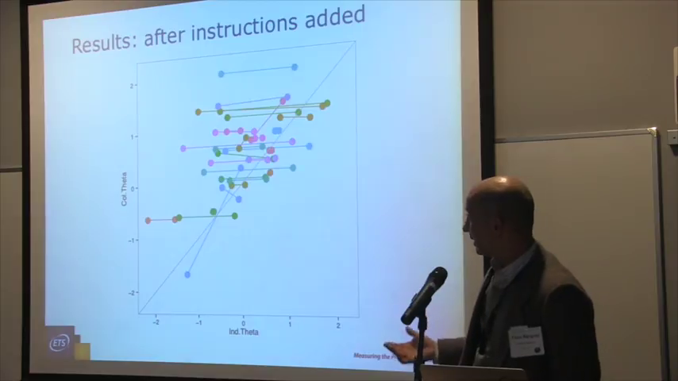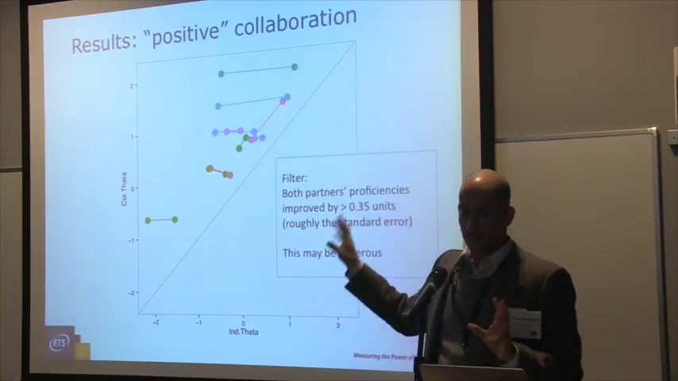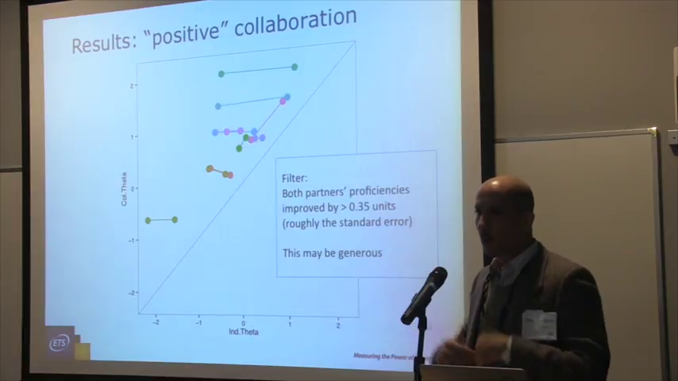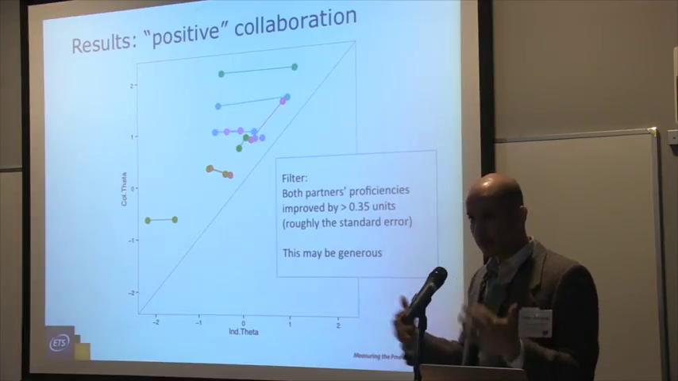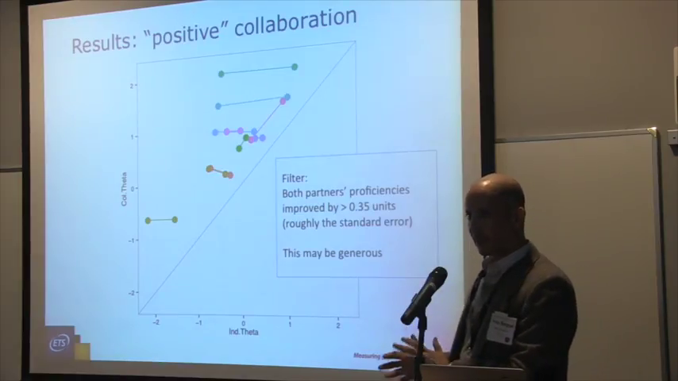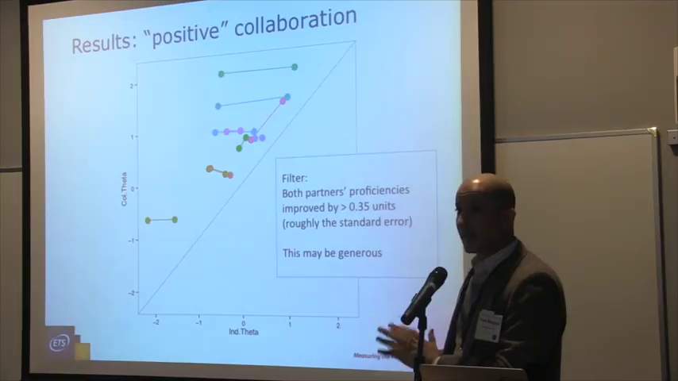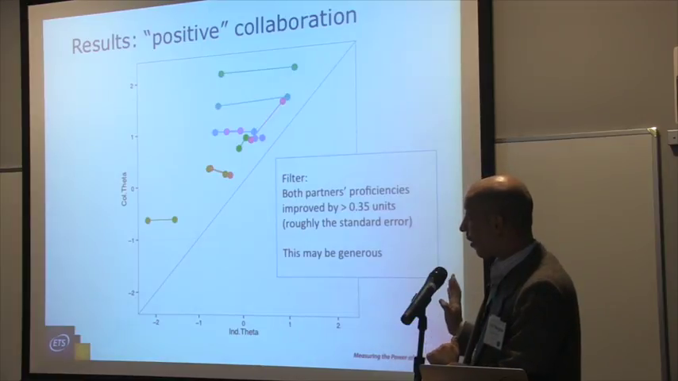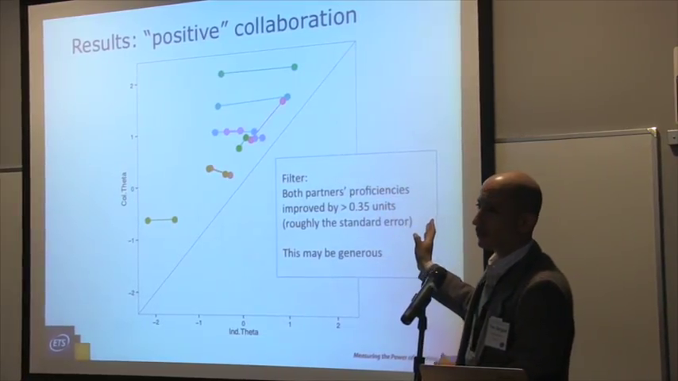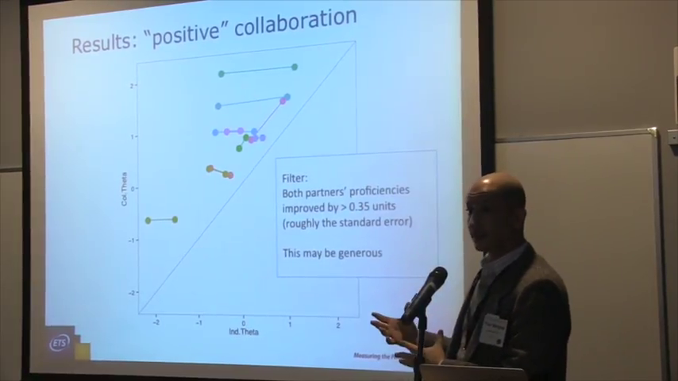Among this set and the earlier set, I want to focus on this group. The filter here, as it says, is that both partners' proficiencies are 0.35 points in the standardized unit system above what they did on the individual test. The reason for that is that it's about the size of the standard error of measurement on that ability. This is maybe generous for labeling something as a positive collaboration, rather than wanting the points to be even farther off the axis. But as you can see, we don't have points that are very far off the axis. So we're going to be generous and inclusive and say that these pairs are evidence of positive collaboration.